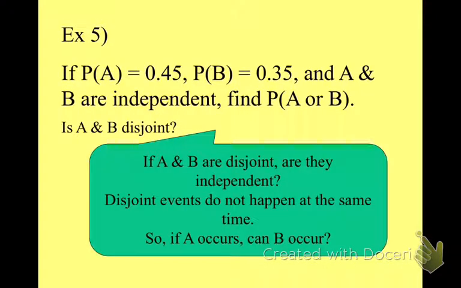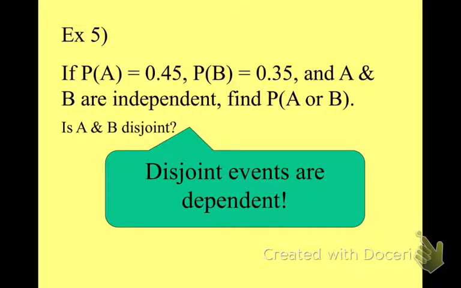So if A and B are disjoint, are they independent? Disjoint events do not happen at the same time. So if A occurs, can B occur? No. Disjoint events are dependent. So that's just saying that again.